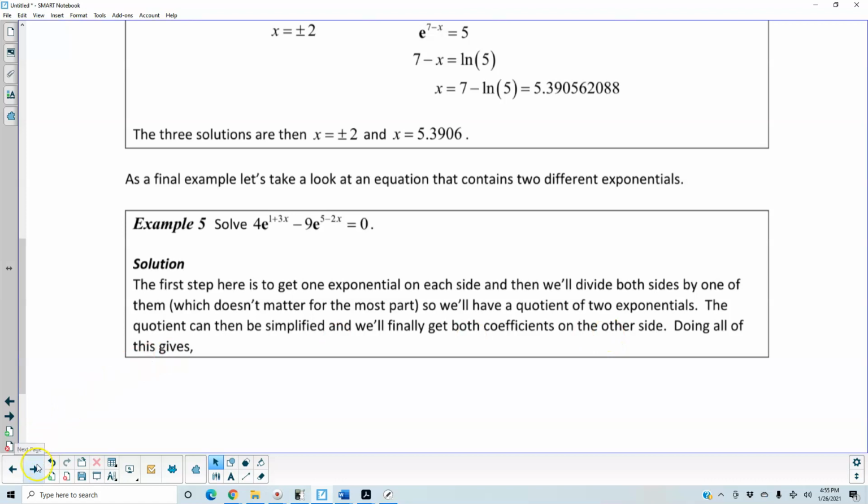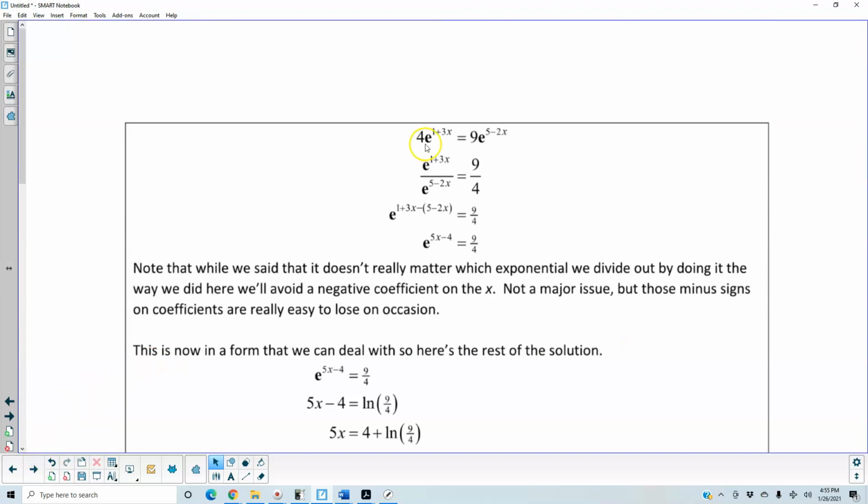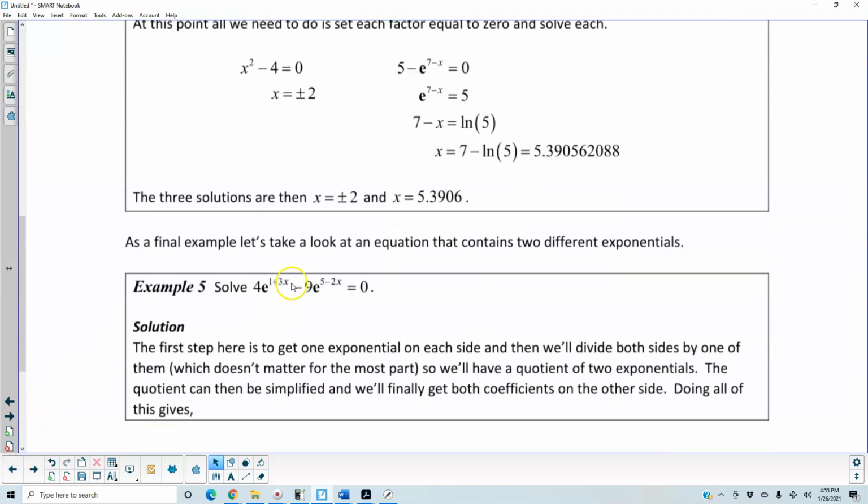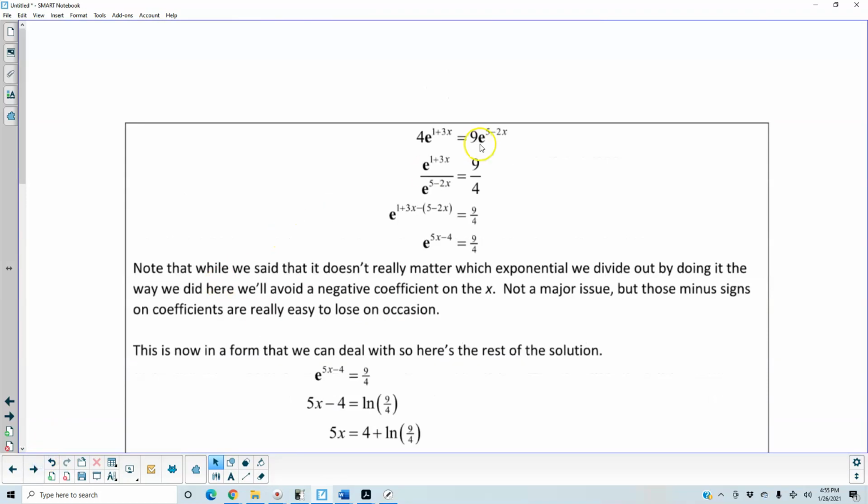Doing all this gives us the following. Going back to what the equation is, what we're going to do is add 9e to the 5 minus 2x to the right side of the equation. So that's what we get over here. And now we're going to divide the right side by 4. So we're dividing both sides by 4, and then we're dividing both sides by e to the 5 minus 2x.